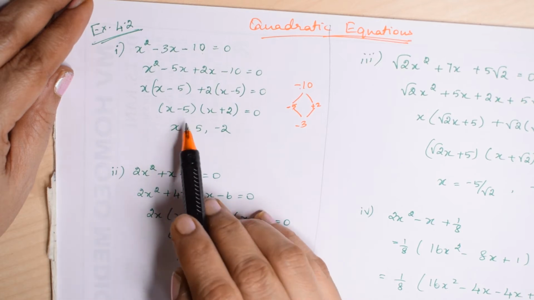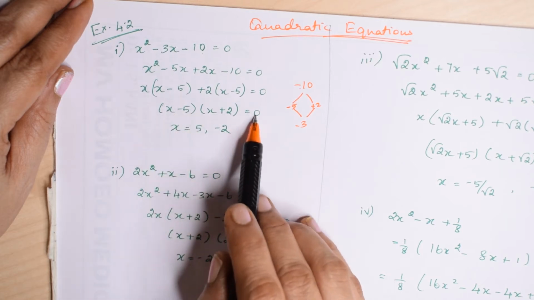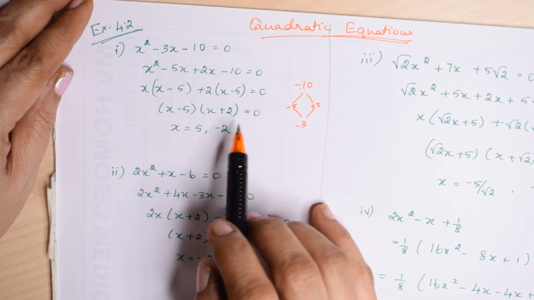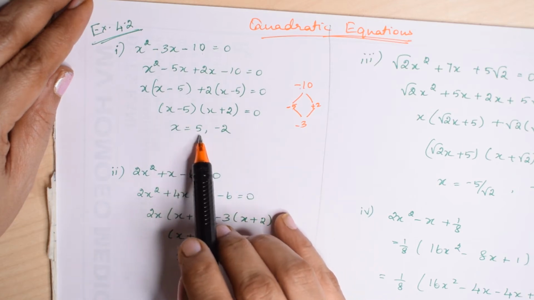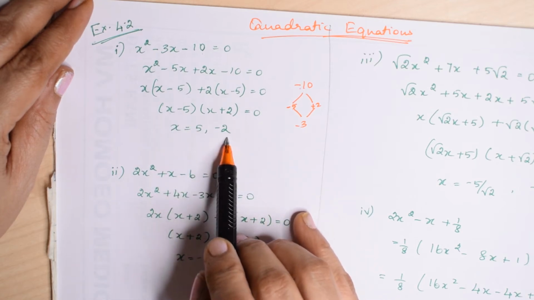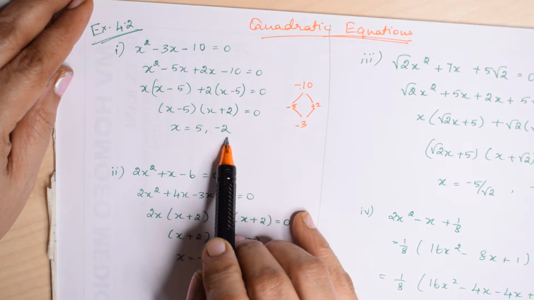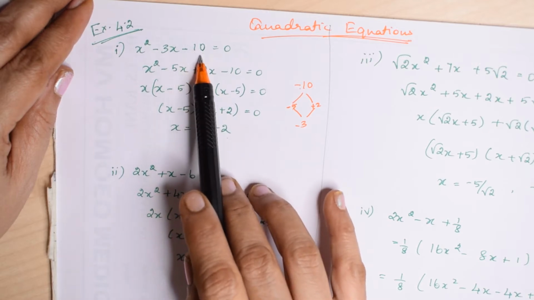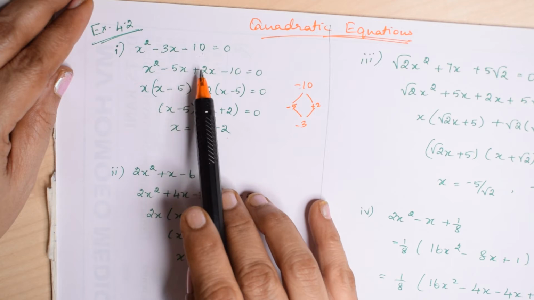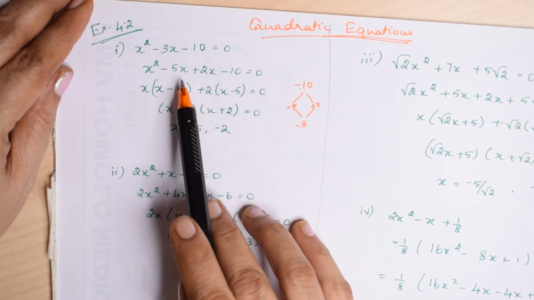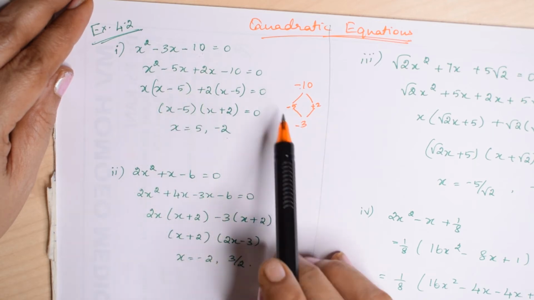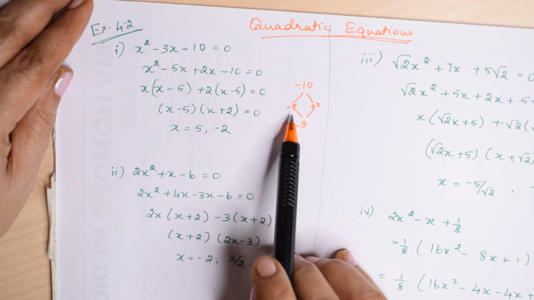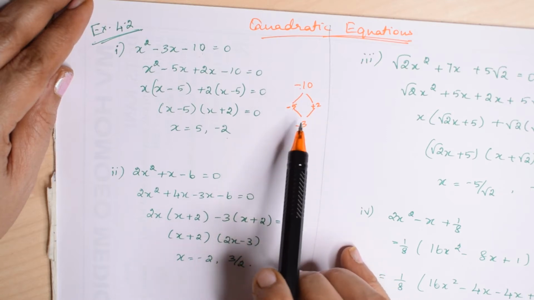So what does it mean? This x minus 5 can be equal to 0 or x plus 2 can be equal to 0. When I equate it to 0, I find x value to be 5 and minus 2. This is how we solve a basic quadratic equation. Again, I will repeat, the last term will be the product of the two terms and the center term will be the sum of the two terms. We have to find such terms which satisfy the required equation.